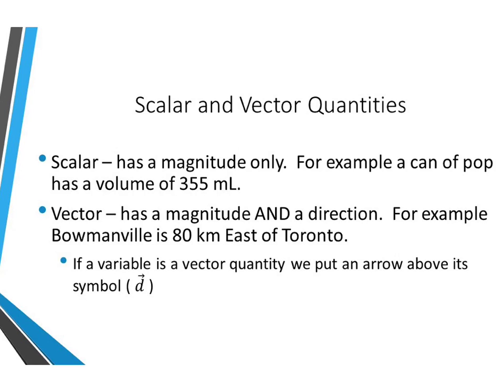and a direction. So for example, Bowmanville is 80 kilometers east of Toronto. And it's that east value that is actually what's making it a vector quantity because we have that direction. Okay? So in physics, anytime you see that little arrow over top of the symbol, for whatever variable we're talking about, that's telling you that it's a vector quantity. And so your answer needs to have units and a direction.